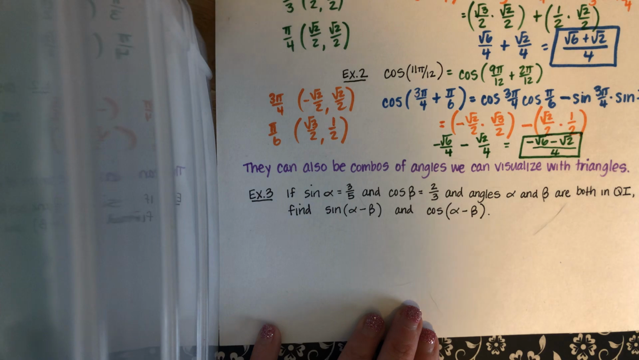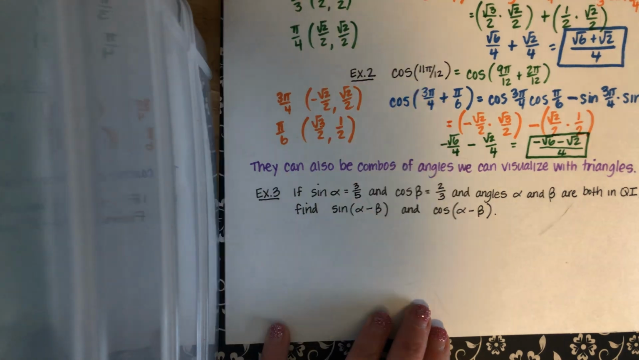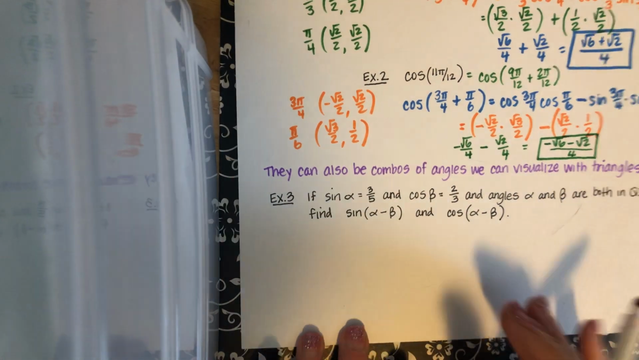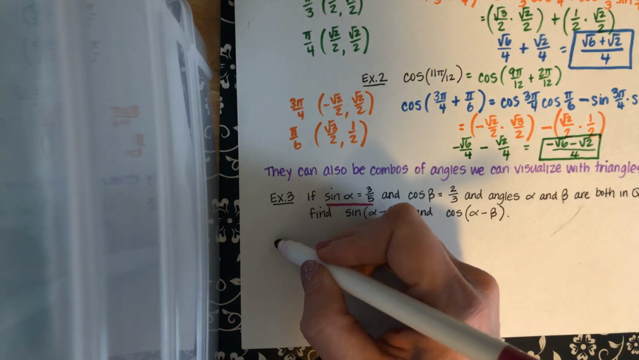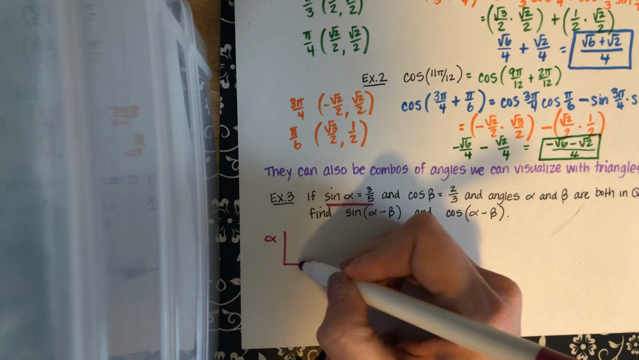So our first goal is going to be to rewrite these angles as a triangle, to create them. So I'm going to do sine of alpha. I'm going to do alpha over here in pink. It is in quadrant 1.